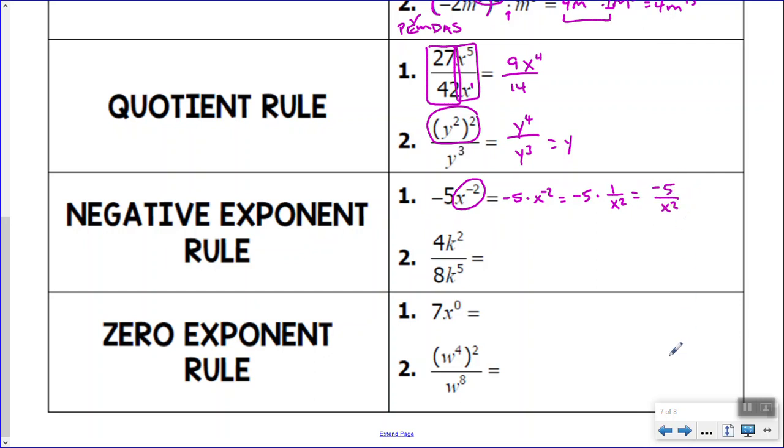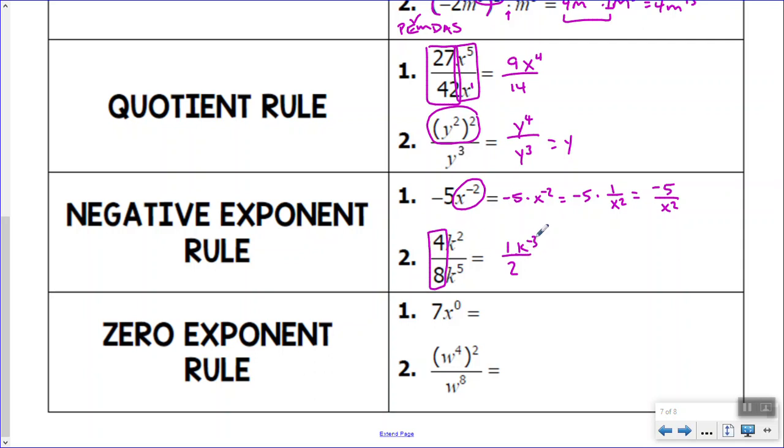and we can simplify that even further to become -5 over x squared. For number 2, we're going to treat this the same as we did for the quotient rule. We start by just looking at the coefficients and reducing those. So we end up with 1 over 2. Then we have k squared divided by k to the 5th. Well, when we divide, we subtract the exponents, so that's going to give me k to the -3rd power.